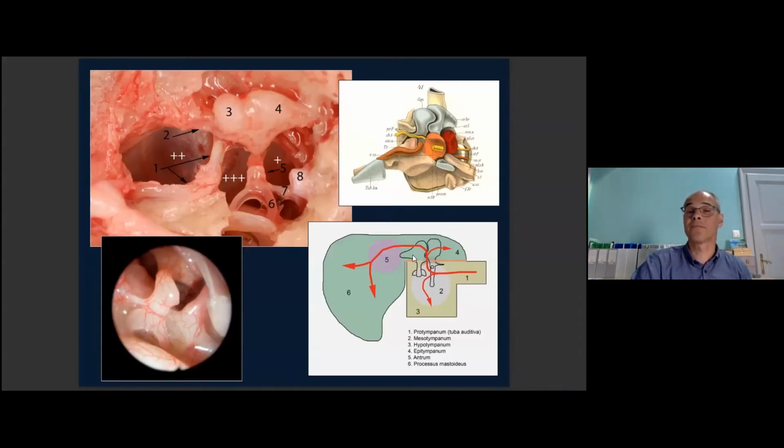Other pictures about this area. So we studied this drawing from Hamburg. That was a monograph from 1905.